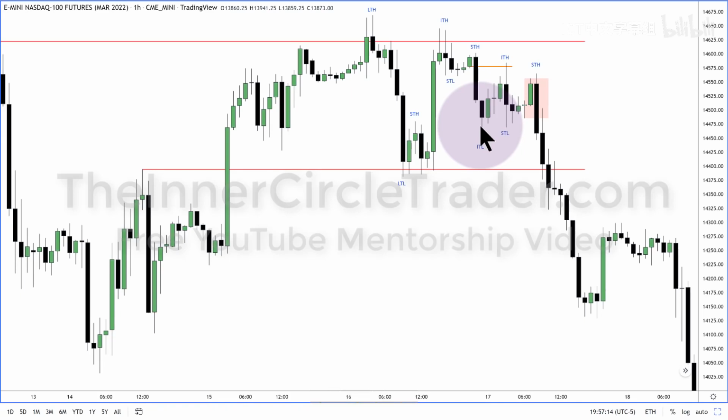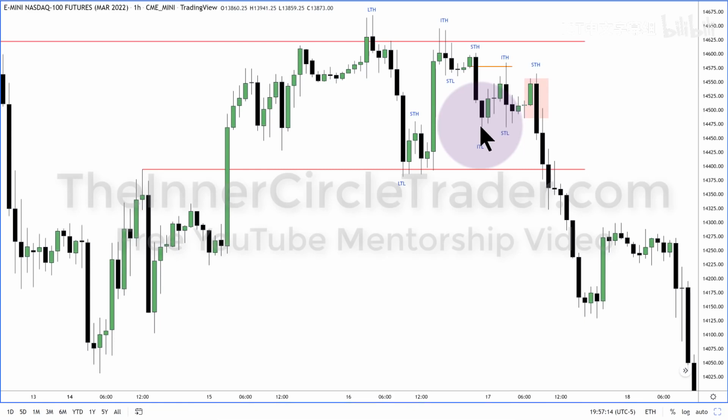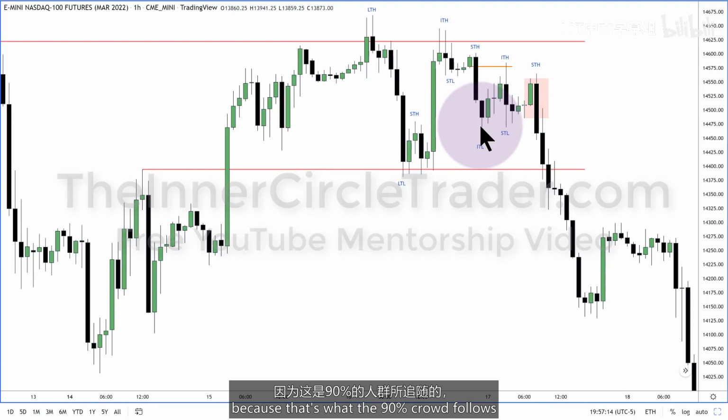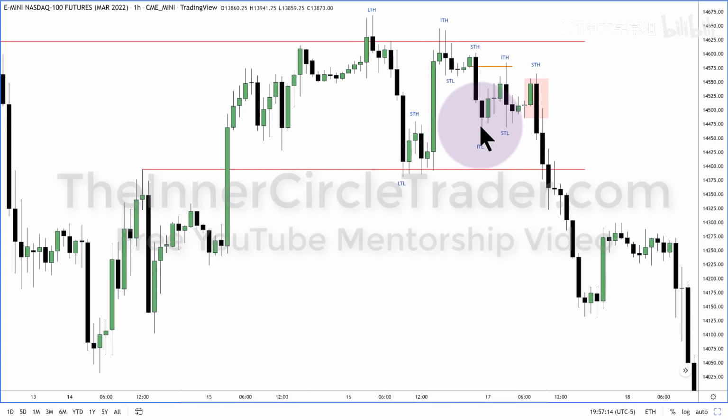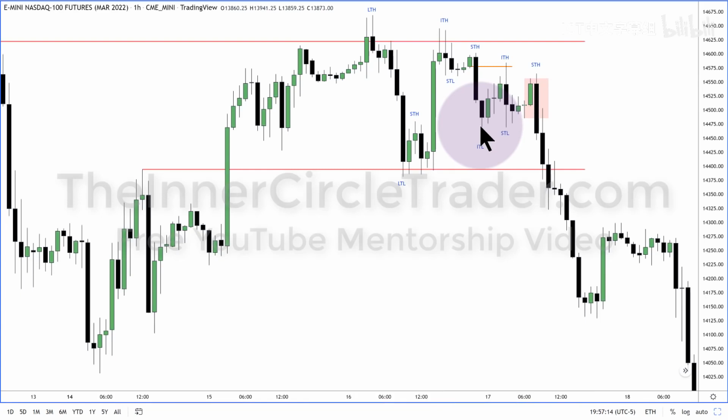And I got the John Murphy Technical Analysis of the Financial Markets book, which is the retail trader's Bible. That book is so useful in terms of just reading it and knowing what not to do, because that's what the 90% crowd follows when they look at price action. Still to this day, because it's always regurgitated in some way, shape, or form. Someone's teaching that same idea, uptrending trend lines, which are so subjective.